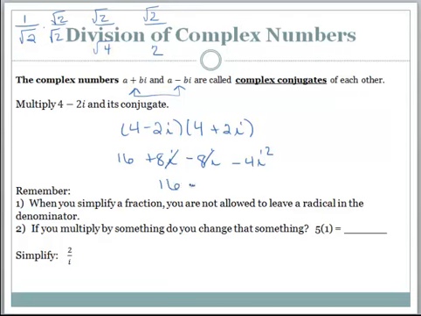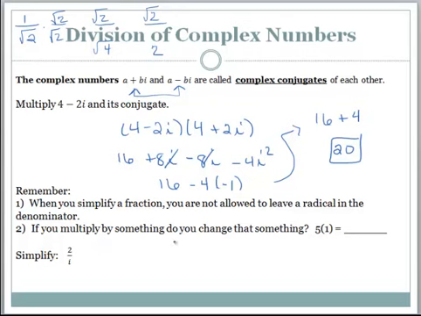So we have 16 minus 4 times, what's i squared? It's negative 1. So you end up with 16 plus 4, or 20. So whenever you multiply complex conjugates, you get rid of all the imaginary parts. That's pretty cool, right? Okay, when you simplify a fraction, you're not allowed to leave a radical in the denominator. That's what we were reviewing up here.